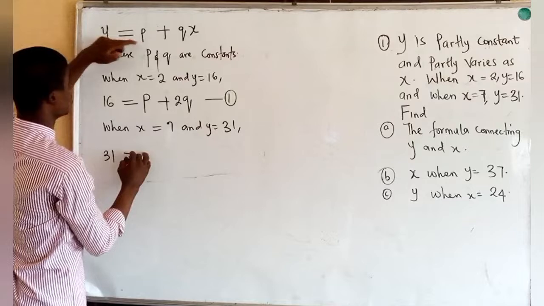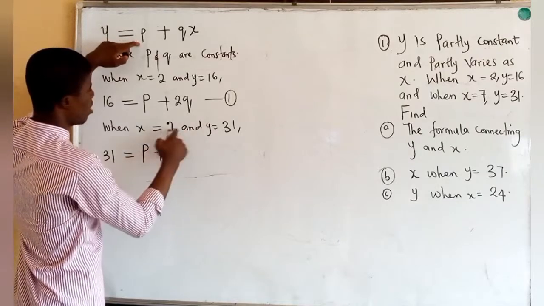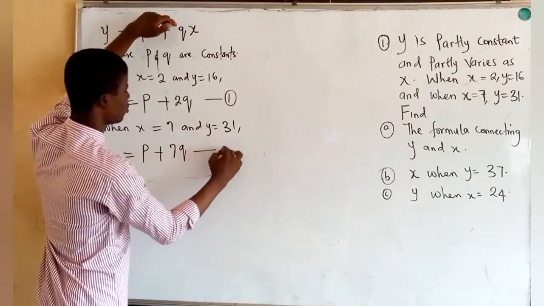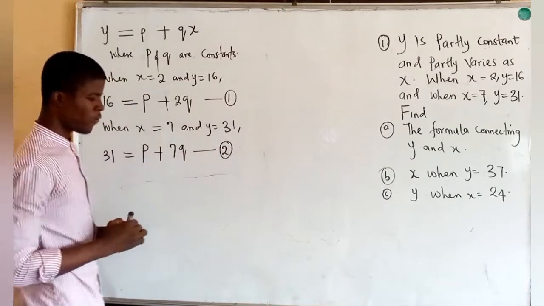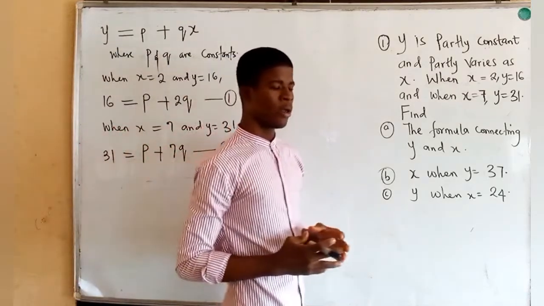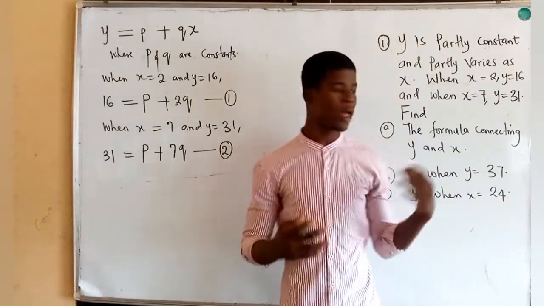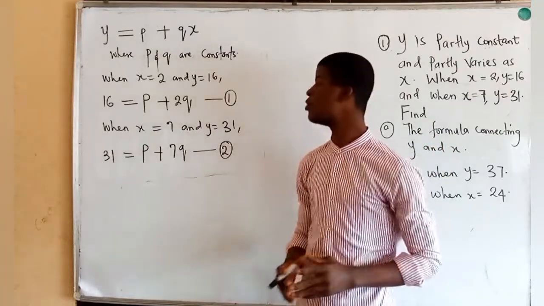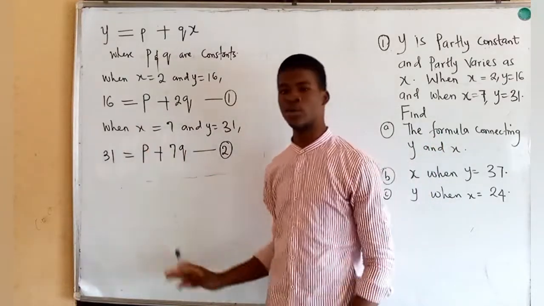31 is equal to what? This is P plus X is 7, 7 times Q, that's 7Q. Equation 2. So before we do anything, before we get our answers, we will need to first of all get the numerical values of these constants P and Q.